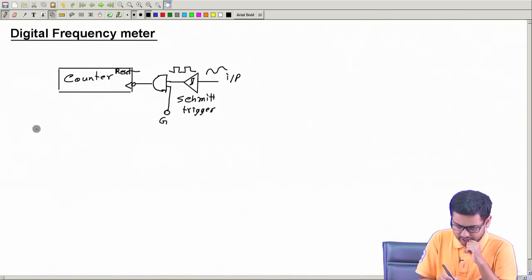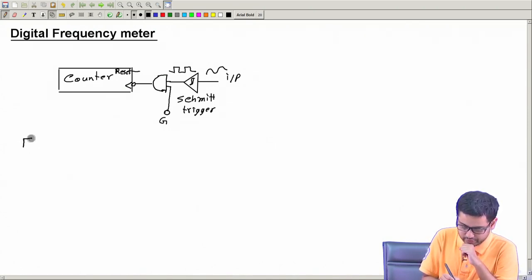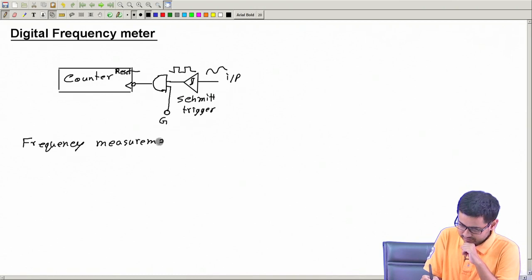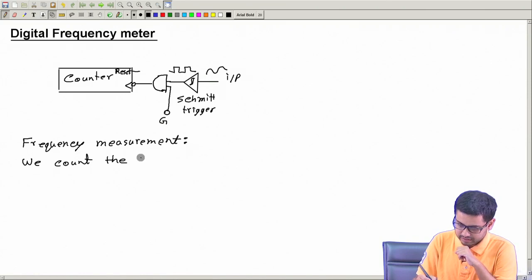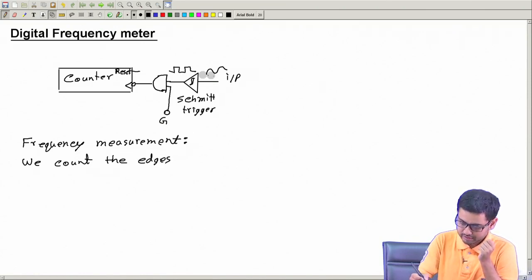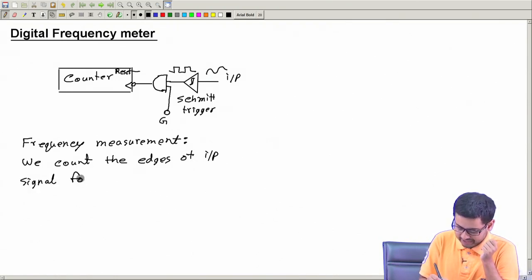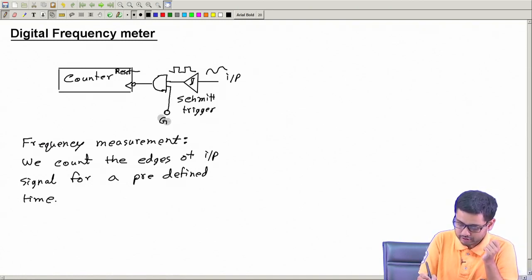Now, let us talk about time period measurement. Previously we have talked about frequency measurement, where we count the edges of the input signal for a predefined time. And that predefined time is controlled by this gate signal.